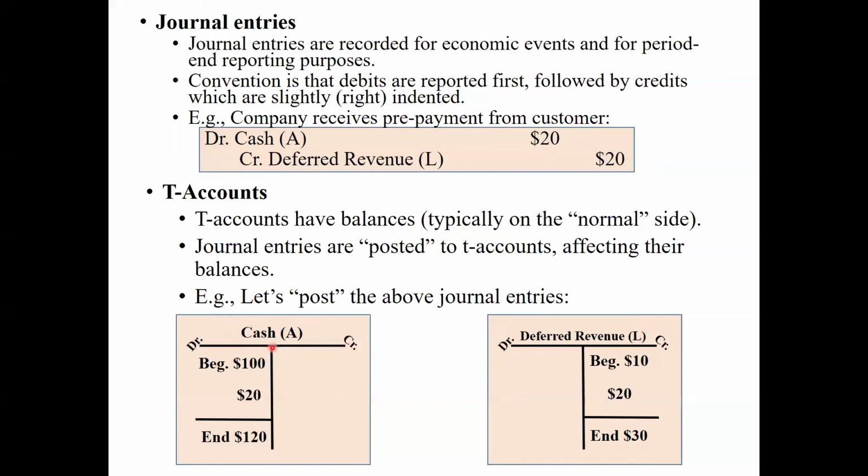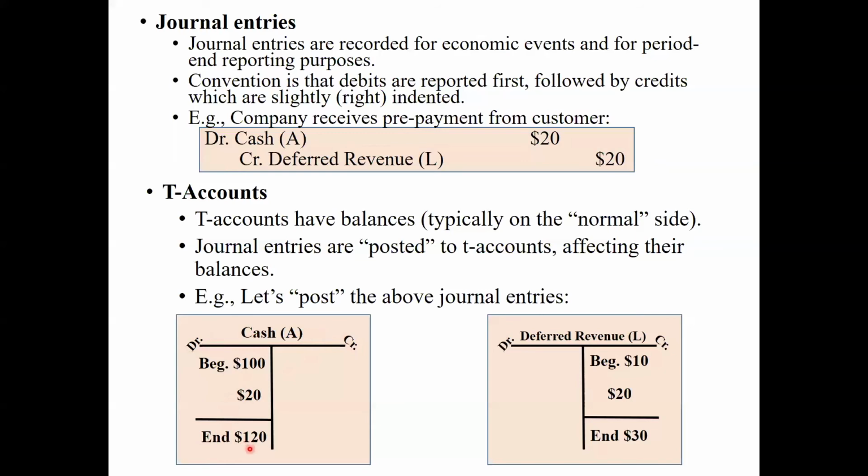So let's first consider the cash T account. Cash is an asset account, and it has a normal debit balance. So I just put a beginning balance in here in its normal position. I made up this $100. So the company had $100 to begin with. Then they received cash from a prepayment of a customer. So they debited the cash account. So that $20 debit posts to the account just like this. The debit side is on the left and the credit side is on the right. So it posted right to the debit side of this account. And so the beginning balance was 100, but now the ending balance is 120 because that journal entry was posted.